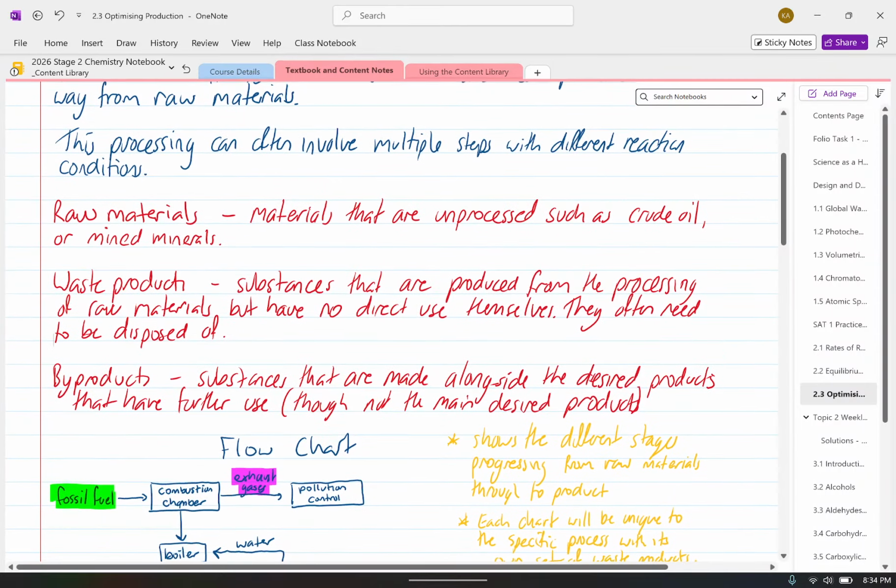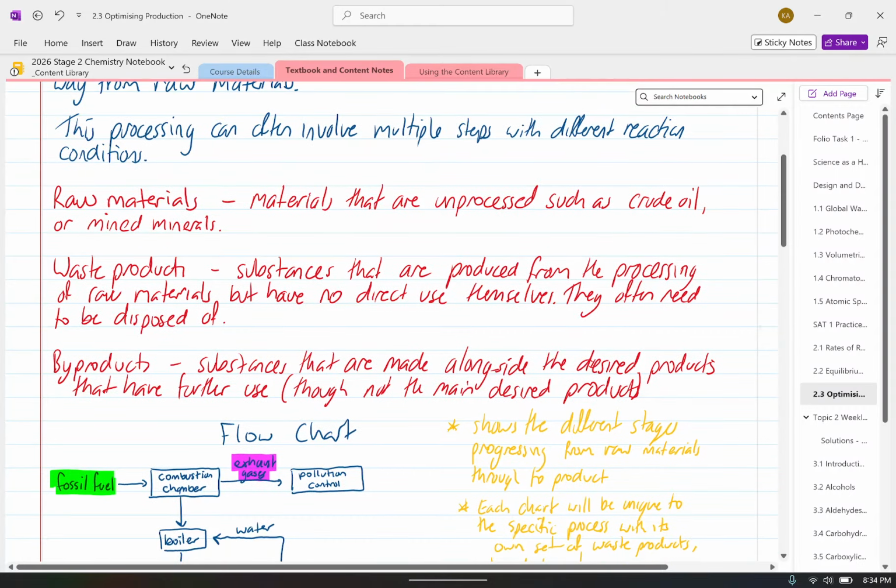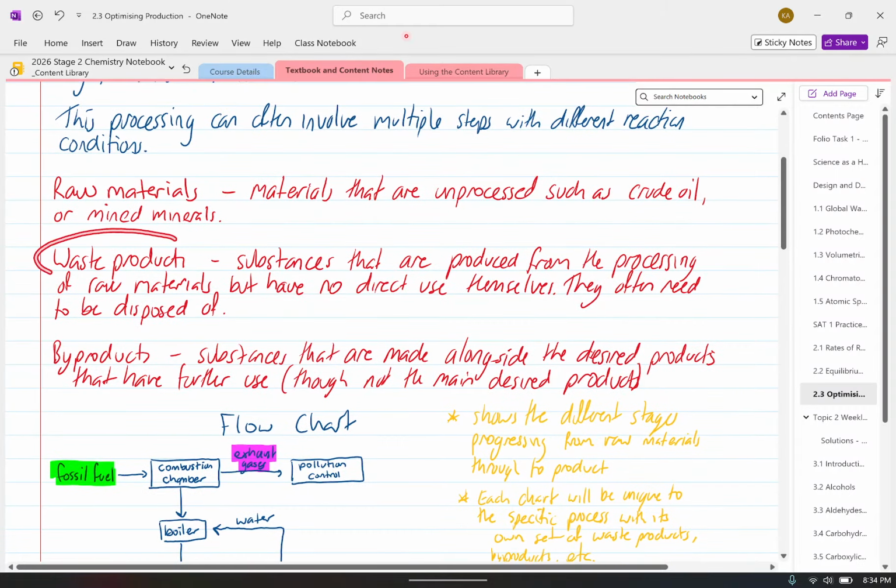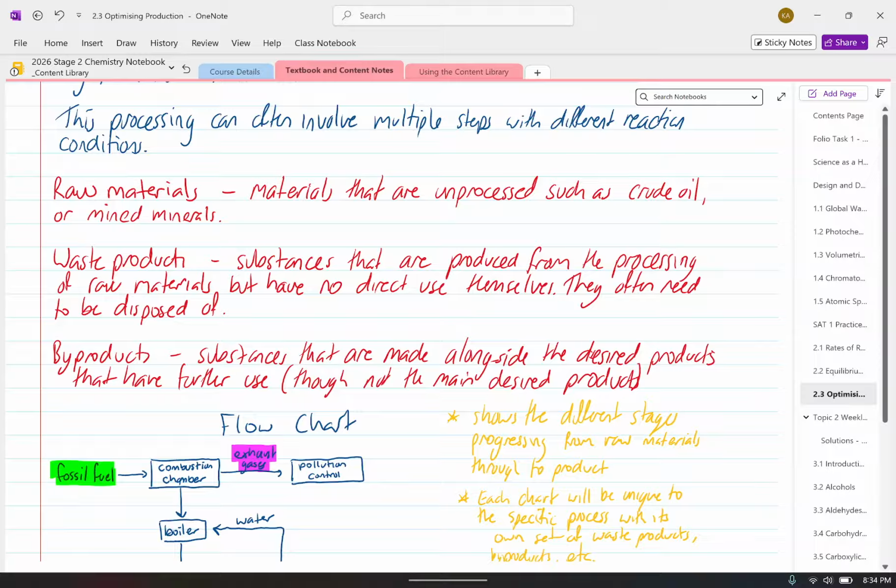Now, during the processing of them, you will often have some sort of waste product. So that will be something that comes out of our process that we do not have a use for. So it comes out, we don't use it, and there is no feasible use for it, or at least in the particular flowchart setup, there is no use for it. Now, I'll mention just because something is a waste product doesn't mean there can never be a use for it, but they usually just need to be gotten rid of.